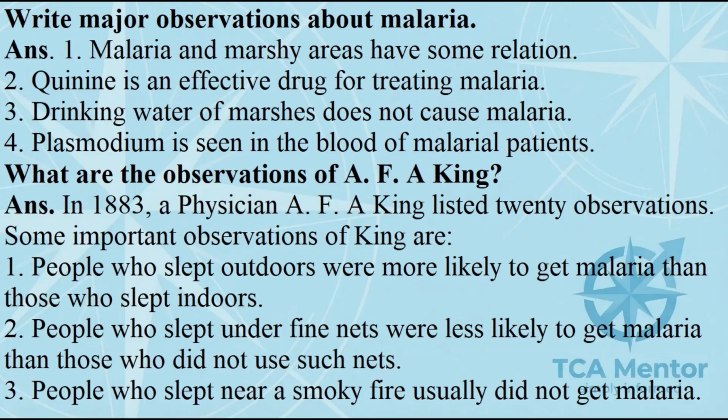What are the observations of A.F. King? ANS. In 1883, a physician A.F. King listed 20 observations. Some important observations of King are: 1. People who slept outdoors were more likely to get malaria than those who slept indoors. 2. People who slept under fine nets were less likely to get malaria than those who did not use such nets. 3. People who slept near a smoky fire usually did not get malaria.